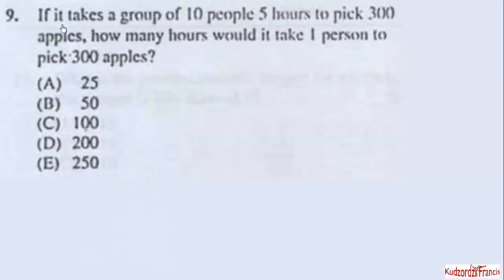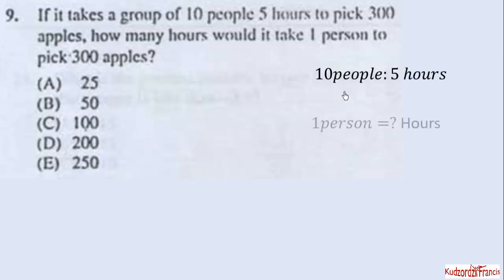Now, if it takes a group of 10 people 5 hours to pick 300 apples, how many hours would it take one person to pick 300 apples? So this is on proportion, indirect proportion, or inverse proportion. So 10 people correspond to 5. 10 people work faster than only one person. So if 10 people take 5 hours, how long will it take one person? Will it be more or less? You agree with me that that will be more.